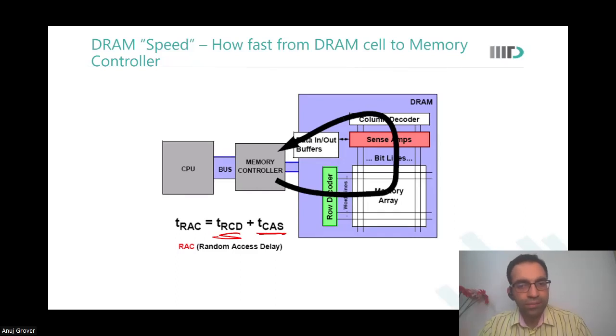Any questions? Because TRAC meant the time from when you gave the row address strobe to when the output was available on the output bus. That means TRCD plus TCAS.